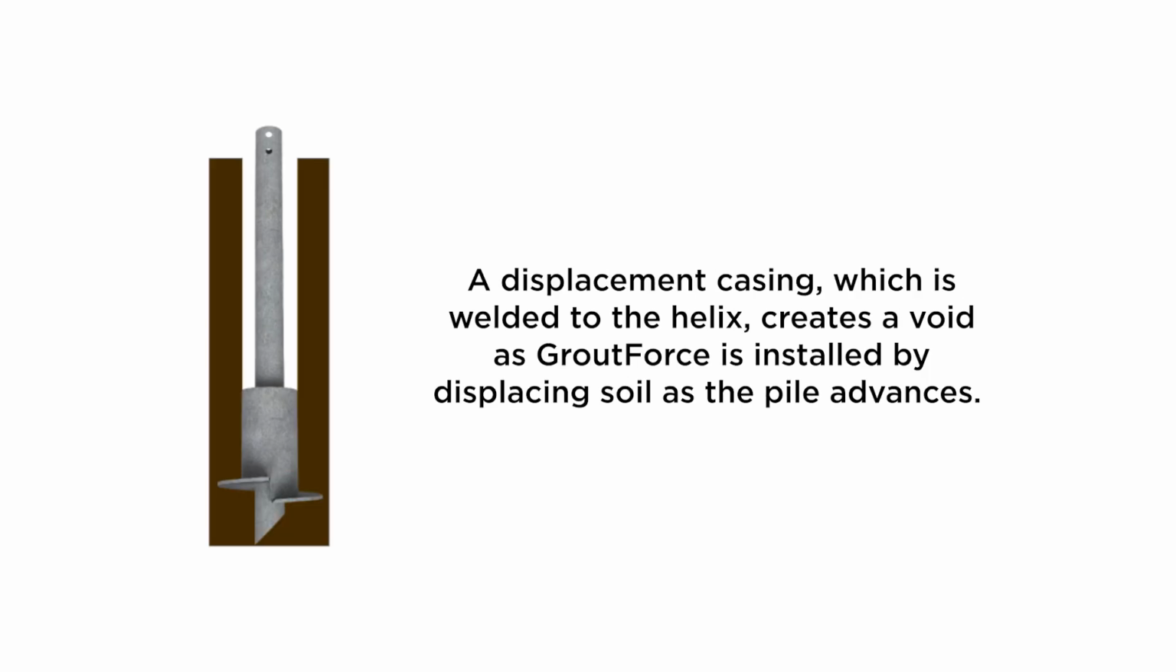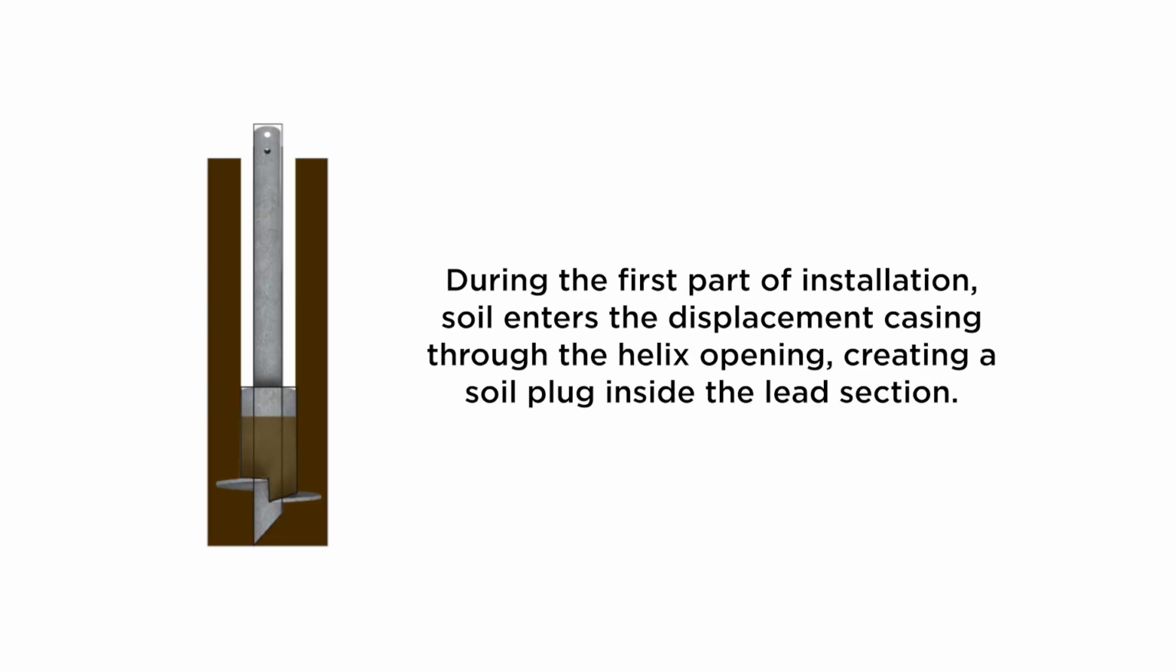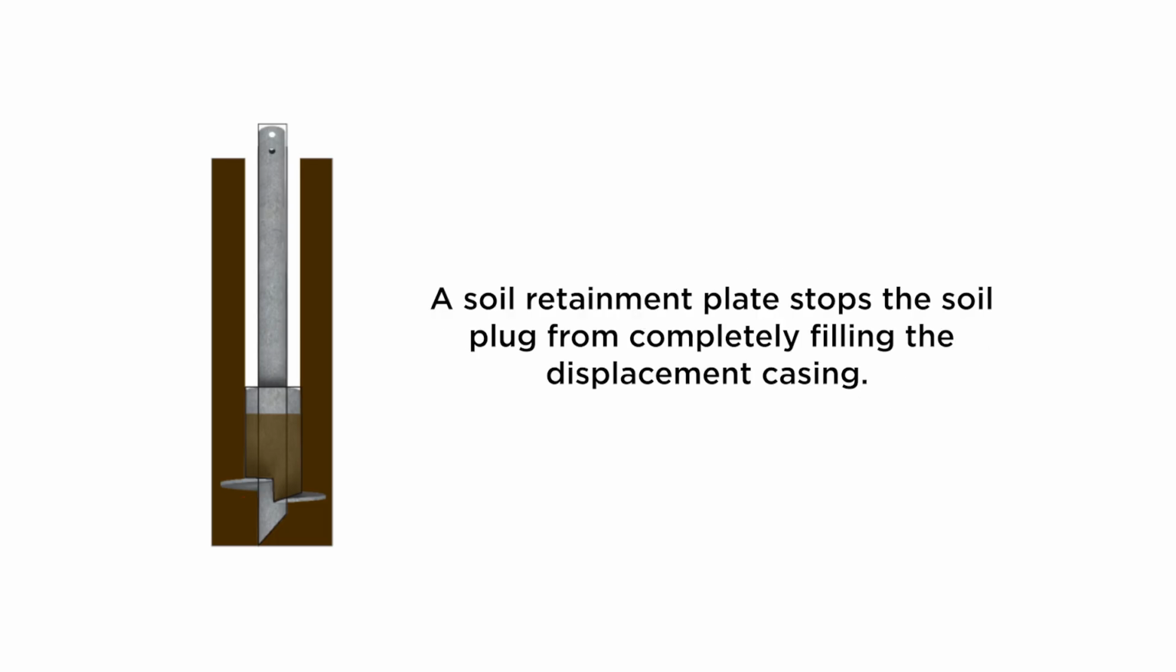A displacement casing, which is welded to the helix, creates a void as GroutForce is installed by displacing soil as the pile advances. During the first part of installation, soil enters the displacement casing through the helix opening, creating a soil plug inside the lead section. A soil retainment plate stops the soil plug from completely filling the displacement casing.